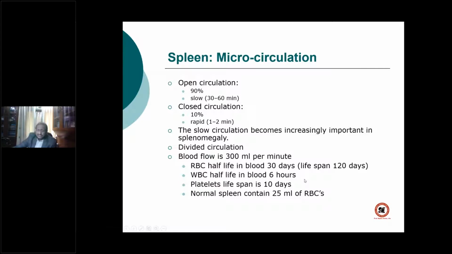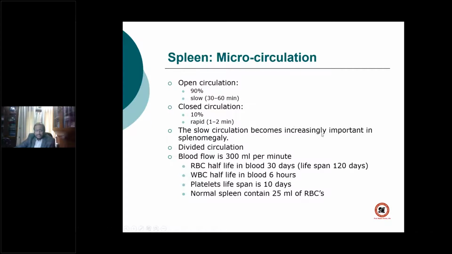And based on that, we just now said that there are two kinds of circulation. Look, the 90% circulation is open type and it is a slow circulation. Why? Because the blood has to have some time inside the red pulp. It will be acted upon by the macrophages. Only then will it be allowed to go inside the sinusoid. So it requires some time, 30-60 minutes. The closed circulation, on the other hand, makes only 10% of circulation. It is a rapid circulation of 1 to 2 minutes.